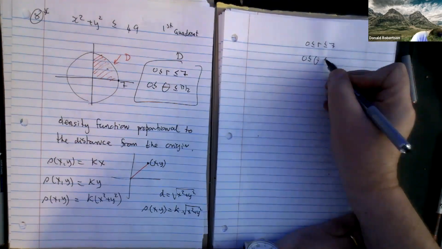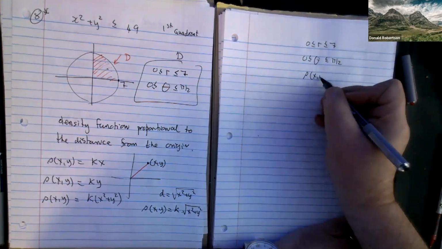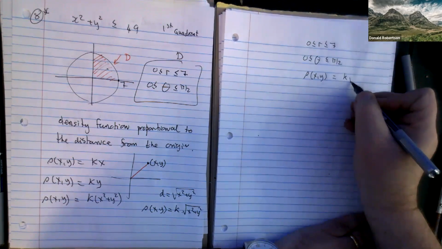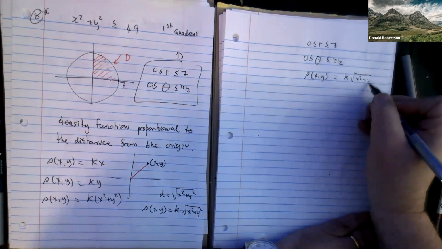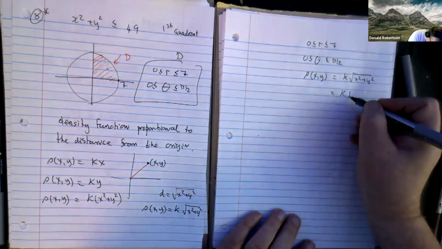Theta goes from 0 to pi over 2. And the density function is k times the square root of x squared plus y squared. And this is where things get nice. Isn't the square root of x squared plus y squared just r?